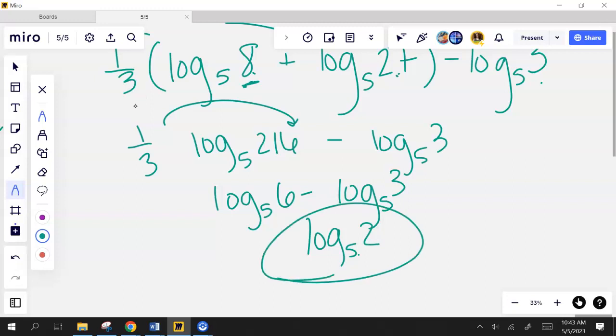Students hate logs, so I'm sorry. Yeah. I wouldn't give you numbers that big without a calculator. Yeah.